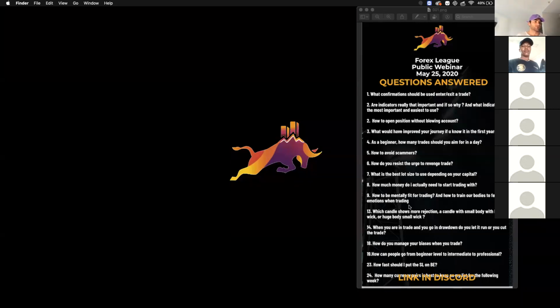Which candle shows more rejection? A candle with a small body and a large wick, or a huge body and small wick? You could start off with that one. Okay, it sounds like the first one is describing a spinning top, which is a main rejection candle. It shows a lot of indecision, and it's also the second candle in a key reversal, evening star or morning star. So typically that will show the most rejection. However, if you're at significant resistance and then a giant engulfing candle happens, that's a lot of rejection as well. But normally, a small candle body with a large wick is the first sign of a reversal. It's definitely a key setup that we look for.